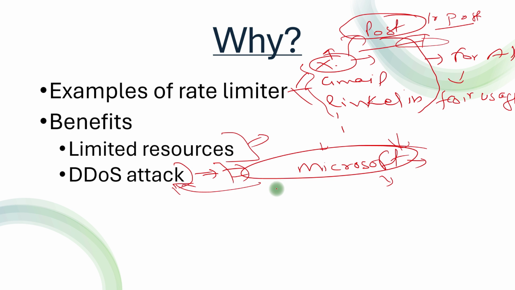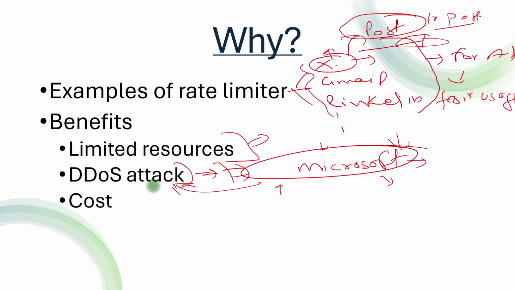So attackers are also coming up with new ways to impact the services, so the prevention mechanism should also be evolving so that we can prevent these attacks. So the rate limiter is one example, one way that we can prevent DDoS attacks.